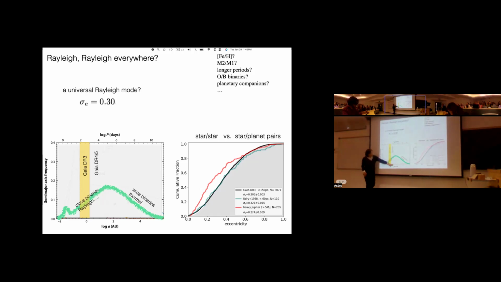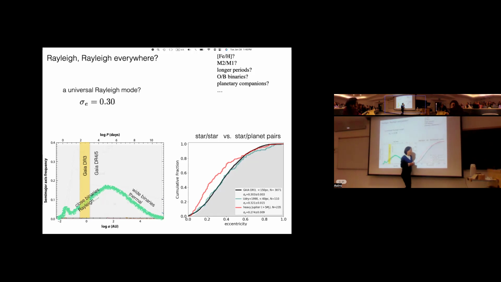This is the period distribution again. The Gaia DR3 is only sensitive to this little yellow band. As you can see, we have a very narrow window to the universe. We're hoping for Gaia DR4 and 5 to give us a bigger window to tell us what's happening here. Does the Rayleigh distribution smoothly transition to thermal, or is it something else?